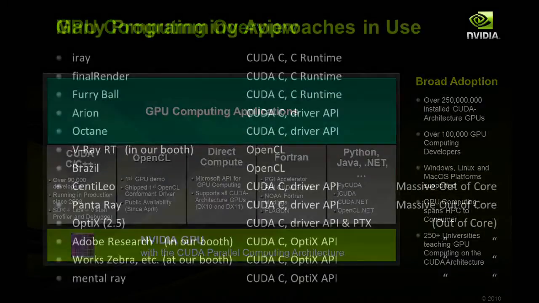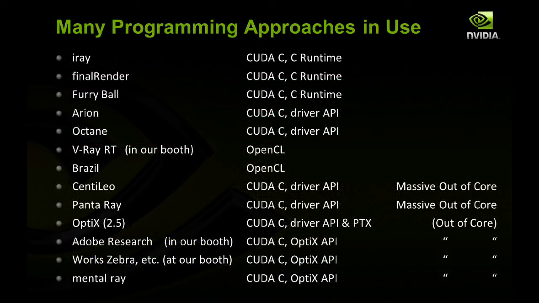I say this because as we come to this, this is a list of some of the more widely known ray tracing solutions out there right now. Now, these are the ray tracing solutions, not the applications. So some of these go into different applications, and this list gets longer. But these are just the renderers out there right now using GPU ray tracing. And here's a selection of the different types of languages they used. There's actually two types of C: the C runtime as well as the C driver API. And then, of course, we've got some that are actually using OpenCL. And then some that are supporting out-of-core or will be supporting out-of-core in the future. But coming from four SIGGRAPHs ago, when they said that you just can't do ray tracing on the GPU, this is a pretty impressive list to have.